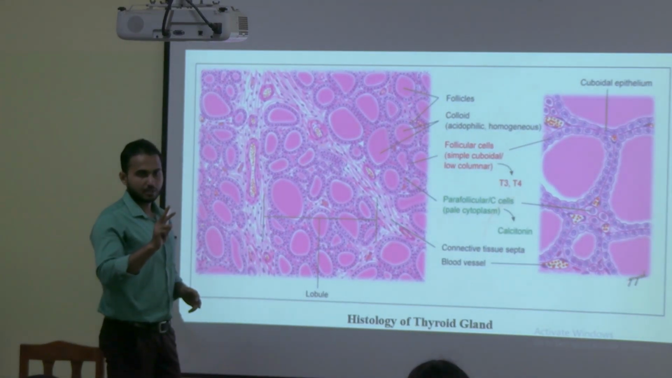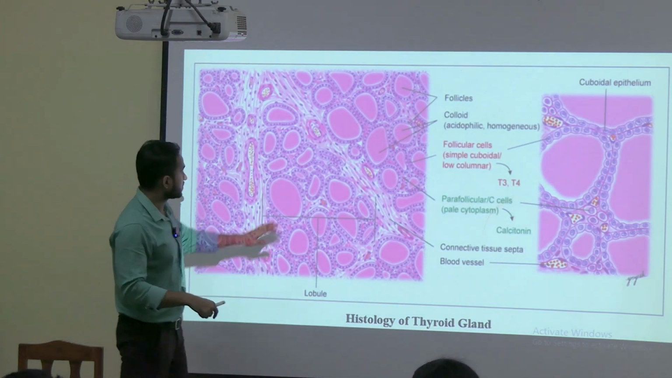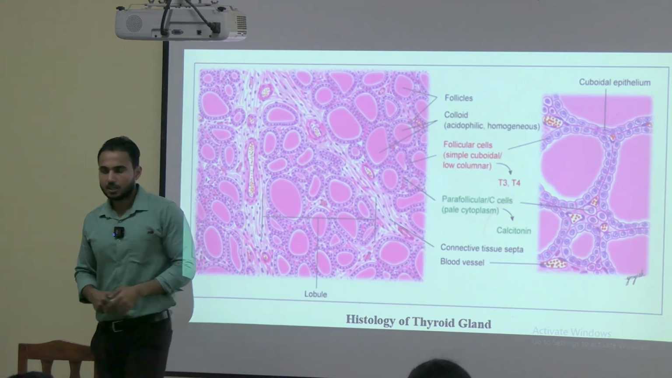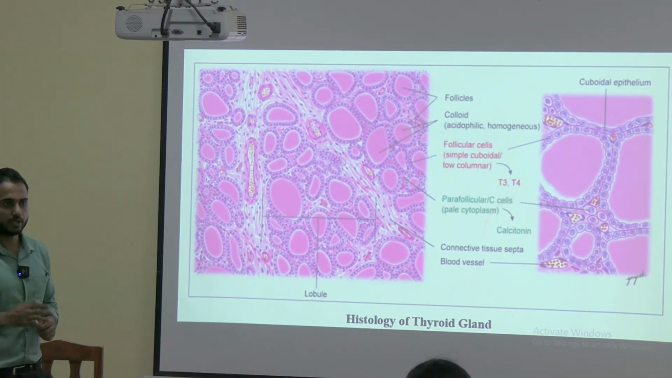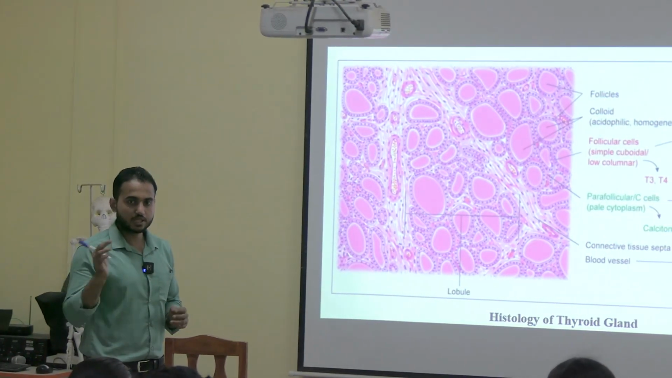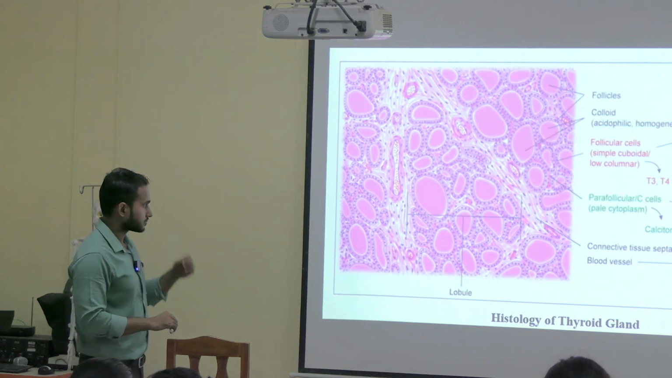Now inside the follicles, what can you see? Two things are there: first follicular cells and then colloid. Can you see the homogeneous nature of the colloid? Easily it can be identified. Now all the follicles do not have an equal amount of colloid. Why? That depends on the activity of the follicle, which is stimulated by TSH, thyroid stimulating hormone.